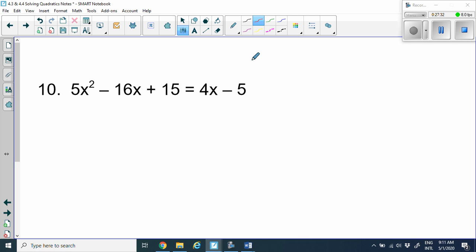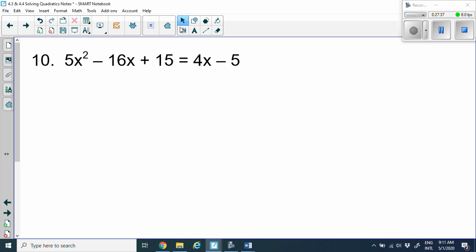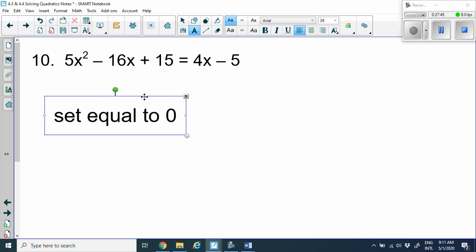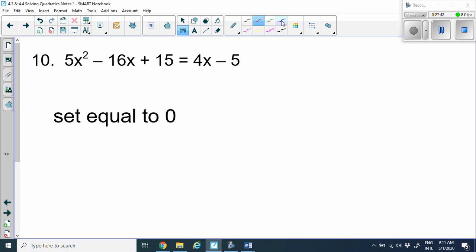Okay, let's go ahead and go over this one. So notice we do need to set this one equal to 0. And to do that, once again, always keep whatever your x squared is positive. So I'm going to move the 4x and negative 5 to the other side. I'm going to subtract 4x from both sides, and I'm going to subtract it with the negative 16x because they are like terms. And I'm going to add 5 to both sides and add it with the 15 because 15 and 5 are like terms.